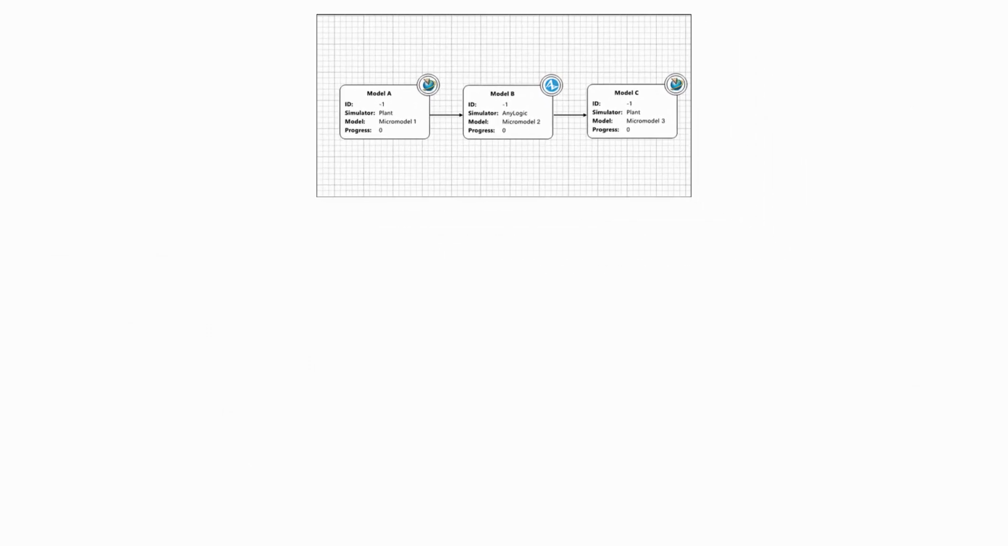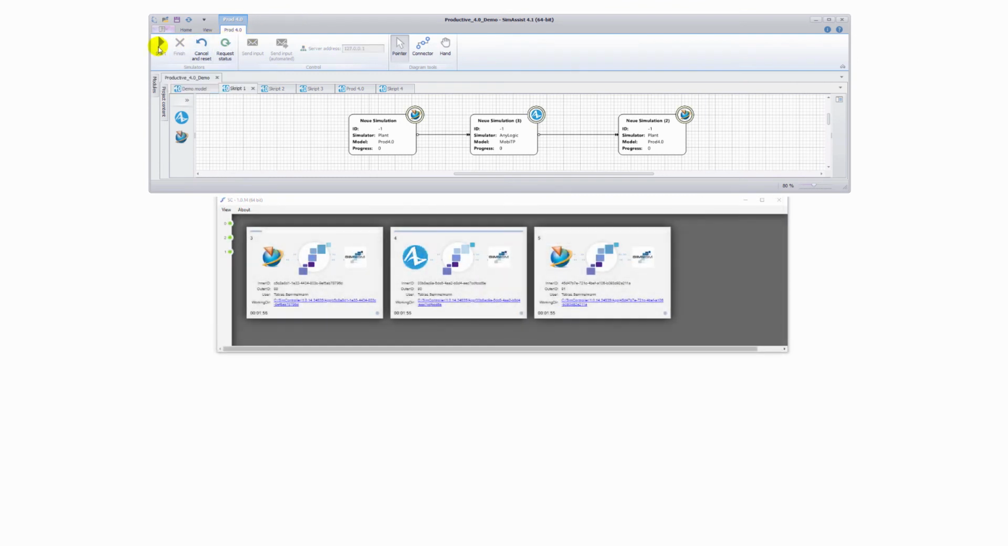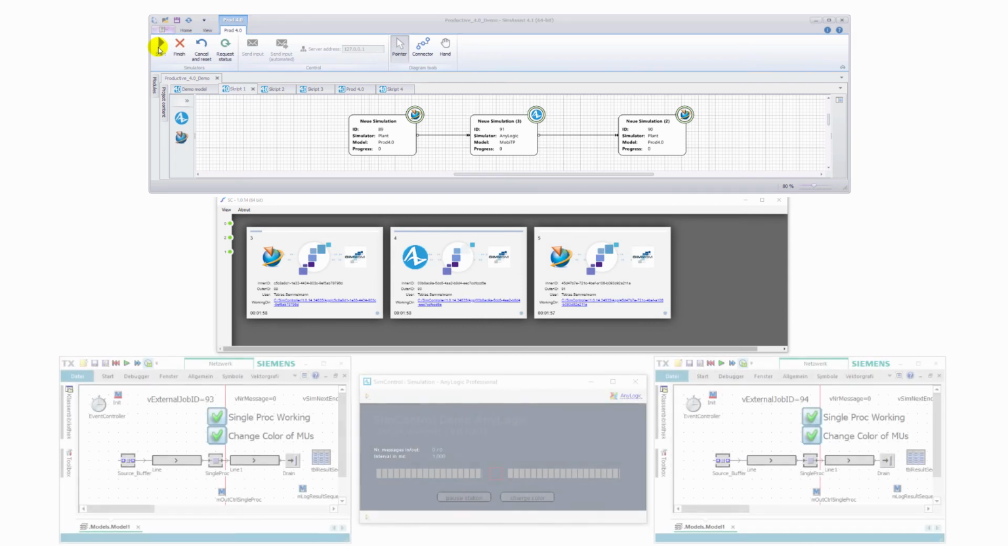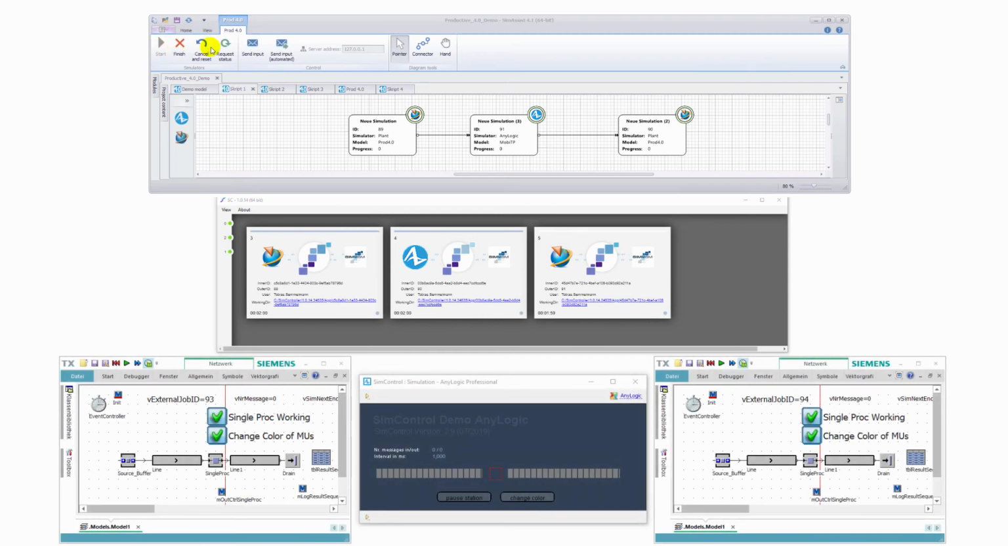This part of the video demonstrates an integration of three horizontally integrated micromodels. We can observe a PlantSimulation micromodel followed by a micromodel implemented in Anylogic, and the chain is completed by another PlantSimulation model. The macro supply chain simulation demonstrator started, which in turn initiates the underlying microsimulations.